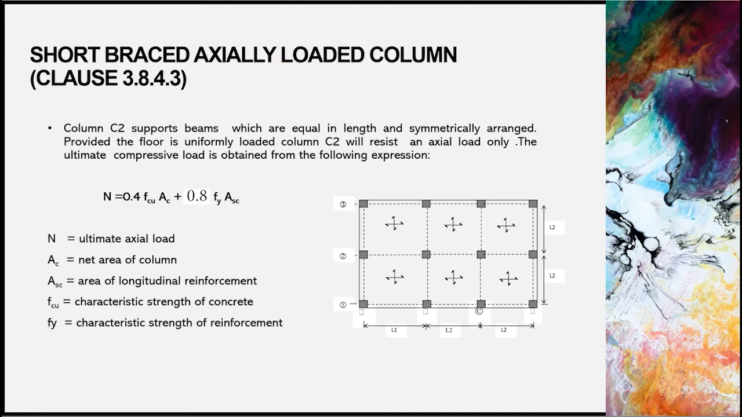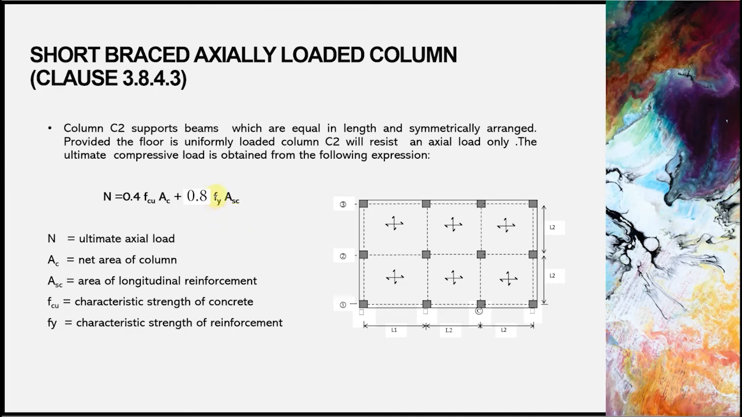This one axially loaded column, the one yang we covered. Okay, this is the formula. N equal to 0.4 FCU AC plus 0.75 FY ASC. Okay, I rasa you dah familiar lah dengan what is FCU, what is FY. Tapi AC dekat sini, tengok net area of column. Maksudnya dia adalah net area of column, maksudnya area of concrete. AC ni adalah net area of column ataupun area of concrete.